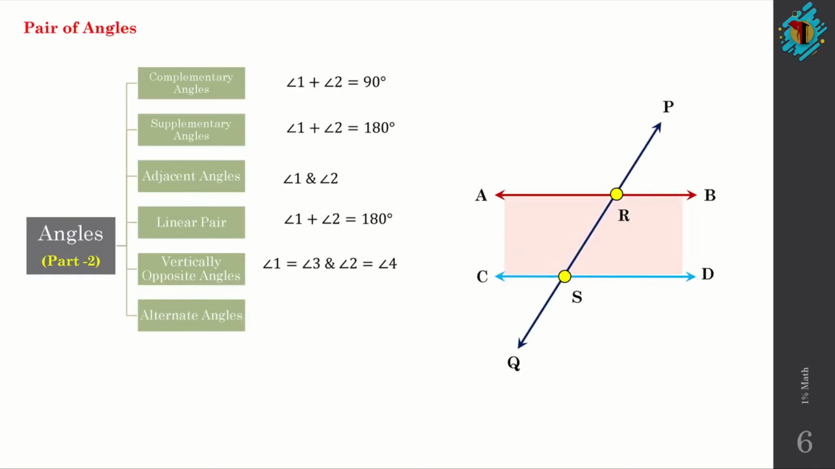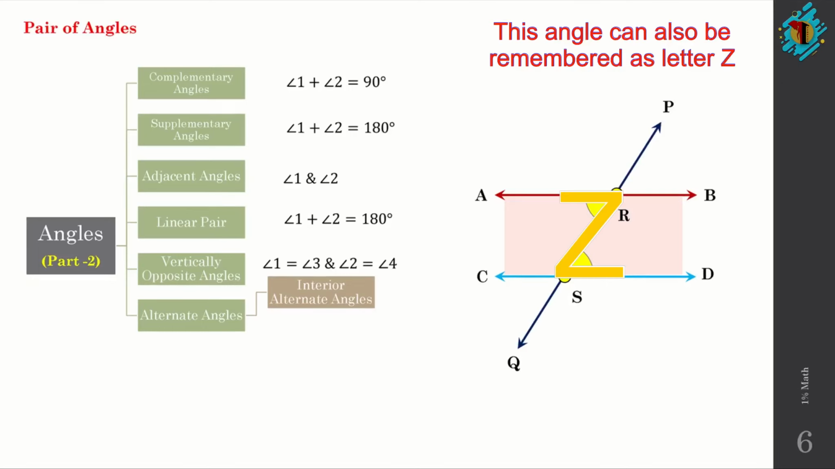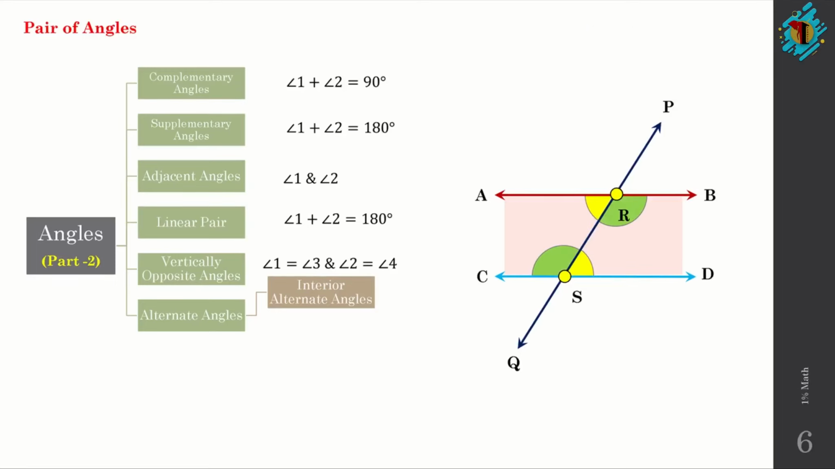So let us start with the first type of angle, okay, alternate angles. So here you can see I have highlighted a region between the parallel lines. We call that the interior region. So let us start with the first type, that is alternate interior angles. You can see here these two angles, angle ARS and angle RSD, which are highlighted with the yellow color. These two are called alternate interior angles, and we have one more pair, that is the other way, that is BRS and CSR. So this is in the interior region, so we call them interior alternate angles.